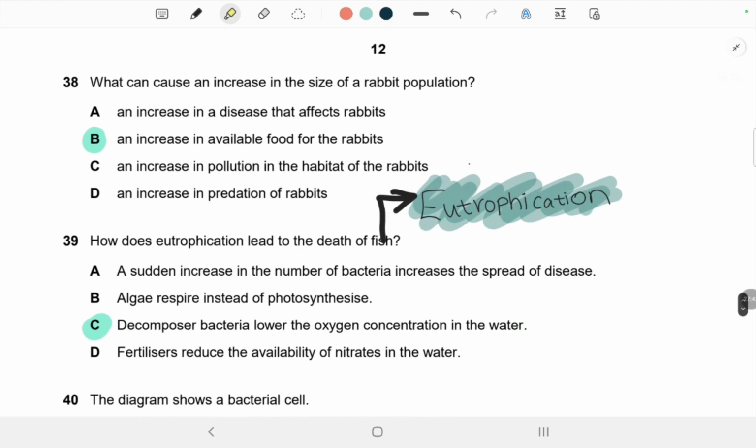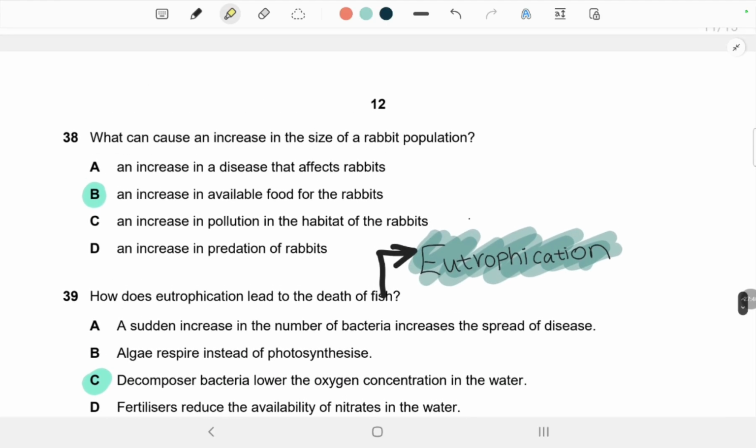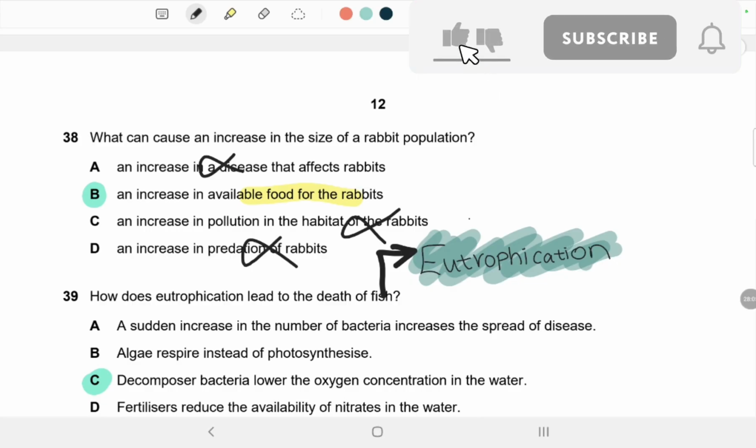Now moving on to question 38, what causes an increase in the size of a rabbit population? Of course, an increase in available food, so that they can eat more. An increase in disease will decrease the population. An increase in pollution, of course, will decrease their population. And an increase in predation, of course, will decrease their population.